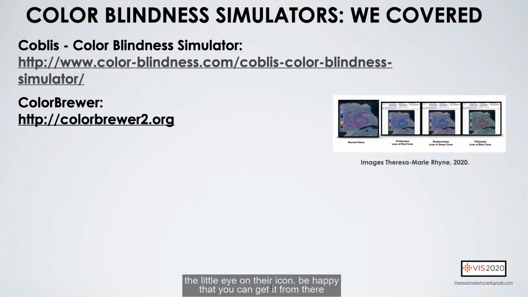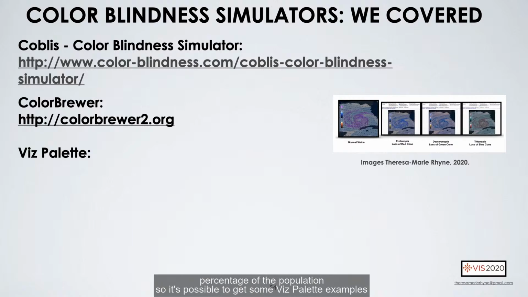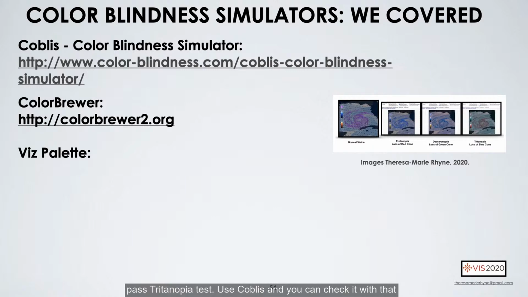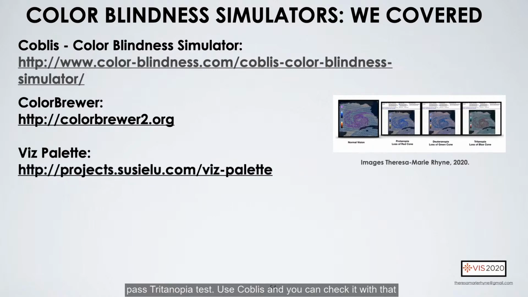It's the little eye on their icon. Be happy that you can get it from there. Viz Palette: now, they don't cover Tritanopia because that's a very small percentage of the population. So it's possible to get some Viz Palette examples that might not pass Tritanopia. Use Coblis, and you can check it with that if you want to.